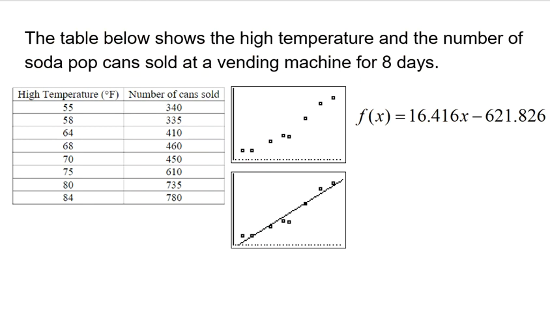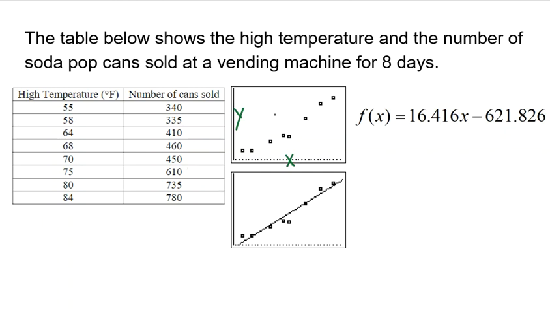All right, here's another example. So this table shows the high temperature and the number of soda pop cans sold at a vending machine for 8 days. So we looked at 8 different days and we recorded the high temperature on that day and how many soda cans were sold through a vending machine. So we have the data here. The explanatory variable is the high temperature, and that's going to go on the x-axis, and the y-axis is the number of soda cans sold.